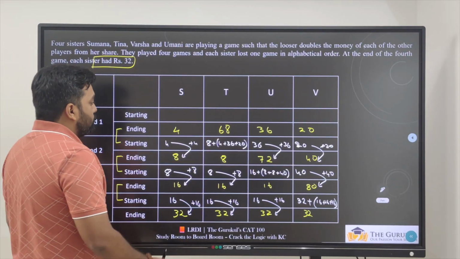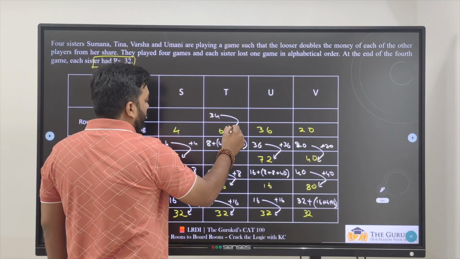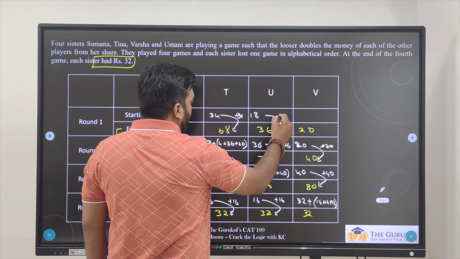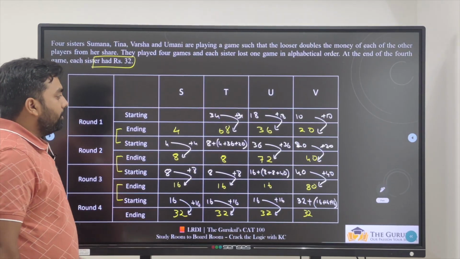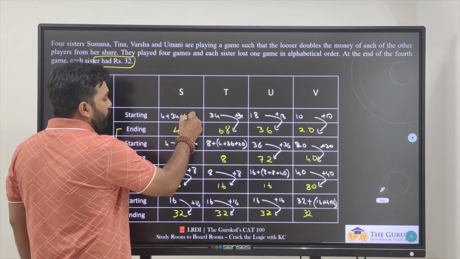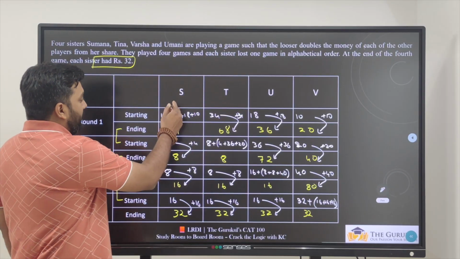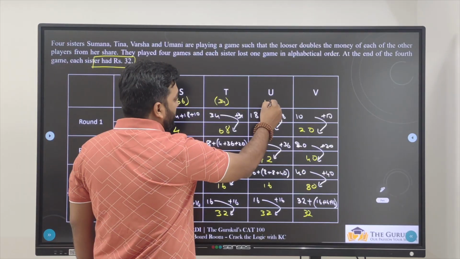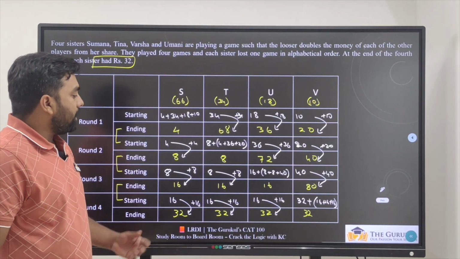Now who should lose? S should lose the game. So S is making it double. So 34 became double, 34 extra, and this is 18, 18 extra, this is 10, 10 extra. Now what is the amount with S in the starting? That should be 4 plus 34 plus 18 plus 10, which will be 66. The initial values are 66 rupees, 34 rupees, 18 rupees and 10 rupees with all the people in the starting of the problem.